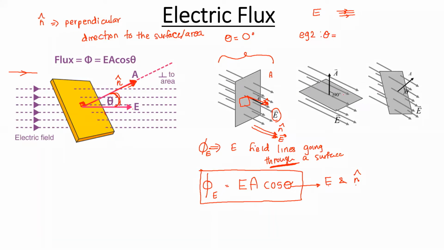So here, this is your n hat, right? N hat means the vector or the direction perpendicular to your area. And this is your E field. So the E field is this way, your N is this way. They are perpendicular to each other, right? So your theta is 90.